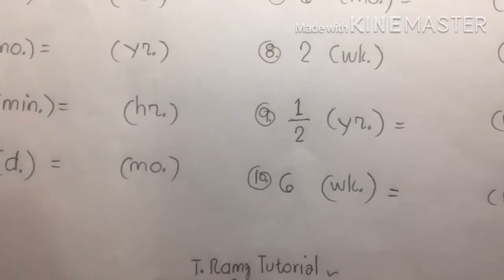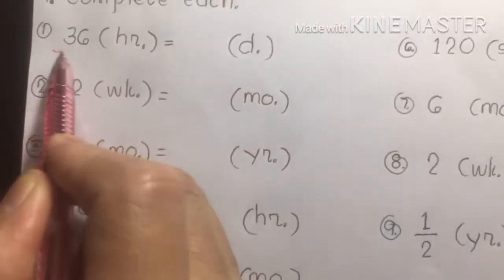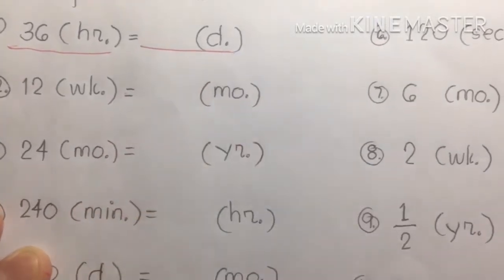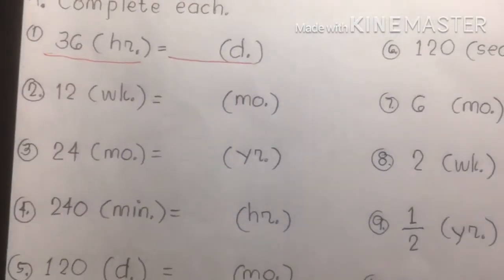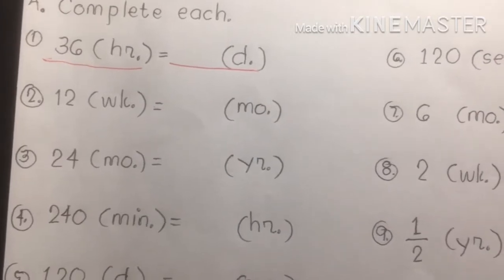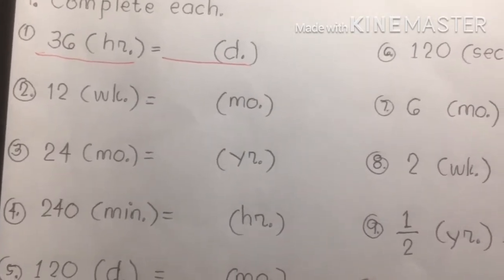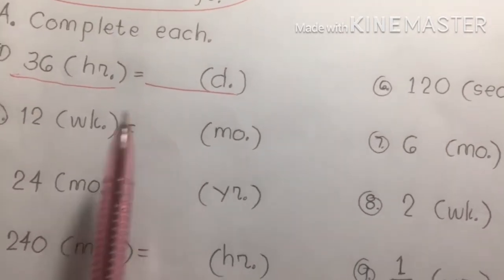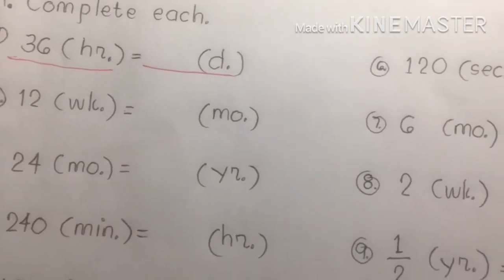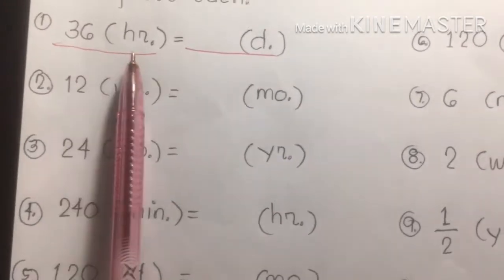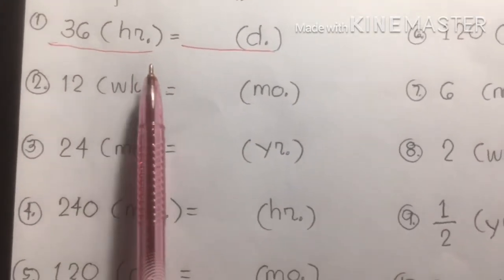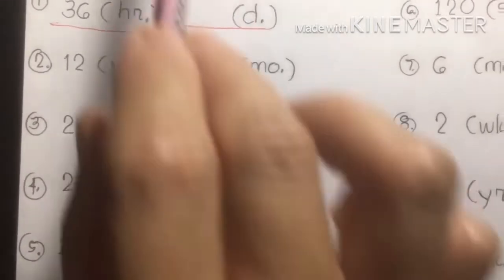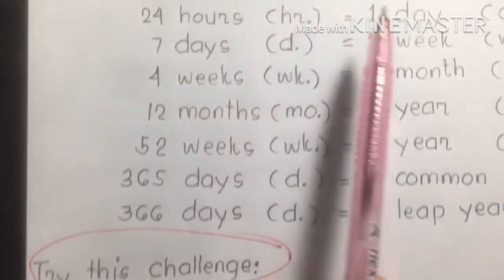Answering number one. We have here 36 hours equivalent to how many days? I'm going to show you, my dear viewers, how to solve number one. So number one, class, we are going to apply division. Why? Because we divide when going from a smaller unit to a larger unit. Remember, 36 hours. 24 hours is equivalent to 1 day.